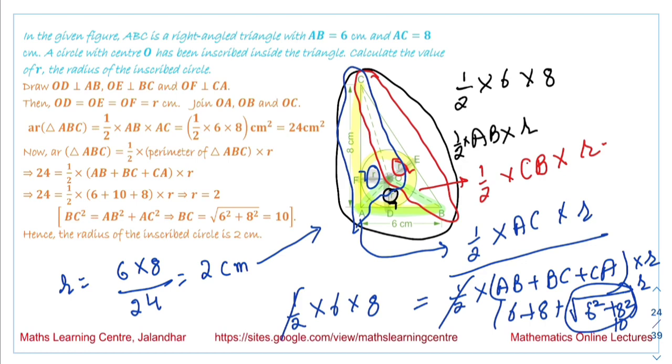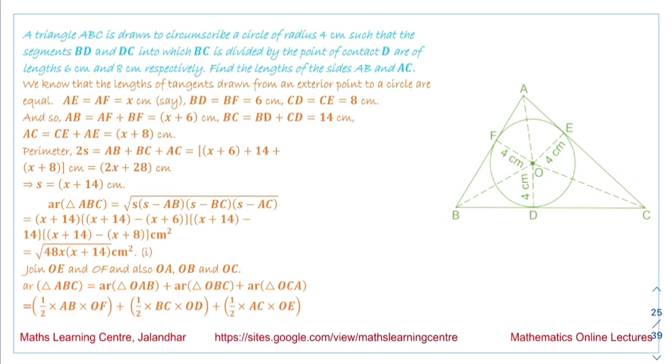Now the next question we have is, a triangle ABC is drawn to circumscribe a circle of radius 4 centimeter. So this is shown in the figure that this is the triangle, and there is a circle of radius 4 centimeter, such that the segments BD and DC into which BC is divided by the point of contact D are of length 6 centimeter and 8 centimeter. This length BD is given to be 6 centimeter, and the length DC is given to be 8 centimeter. Find the length of the sides AB and AC.